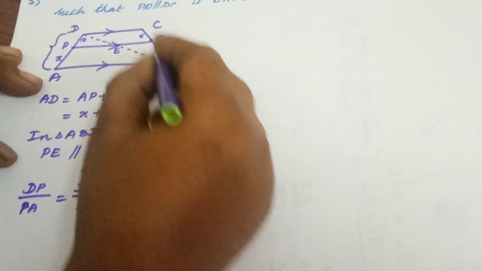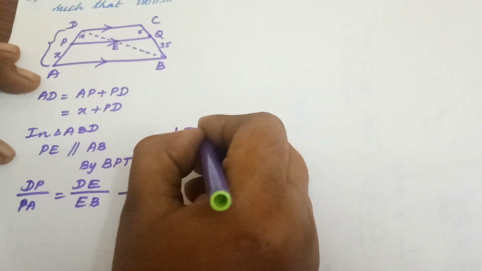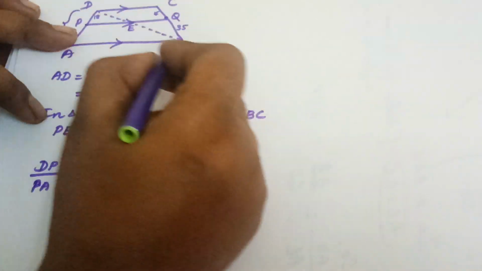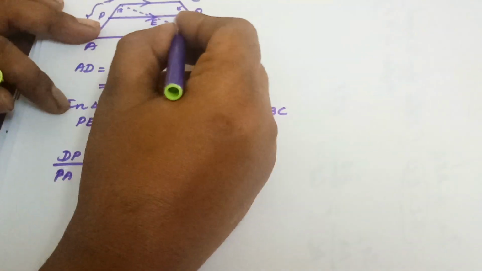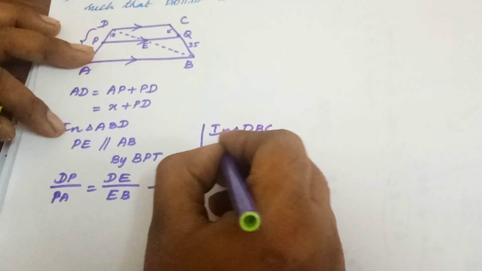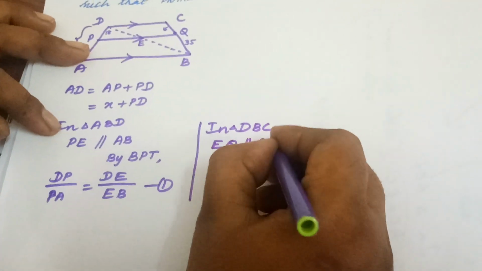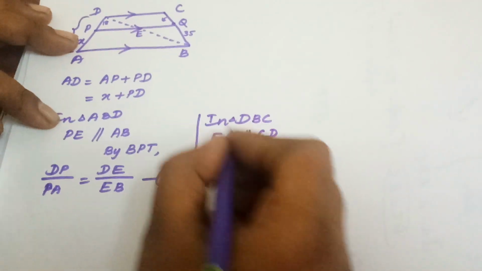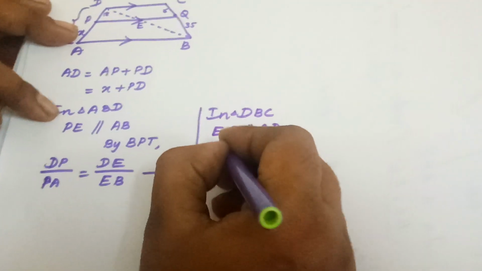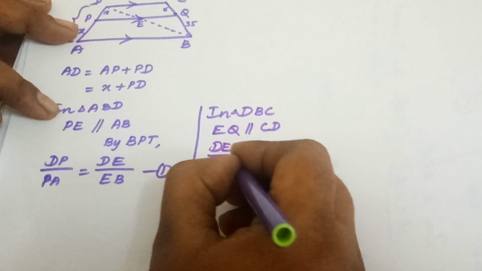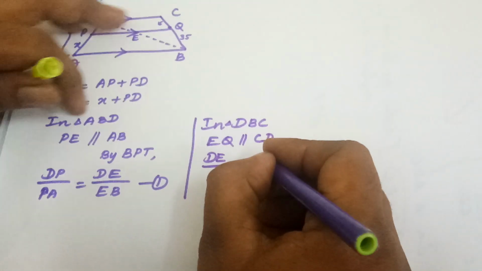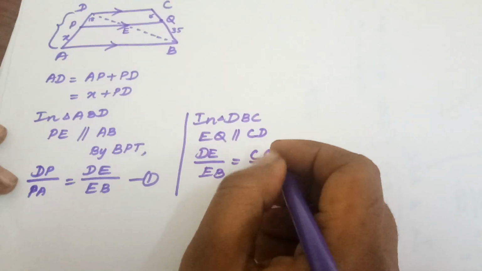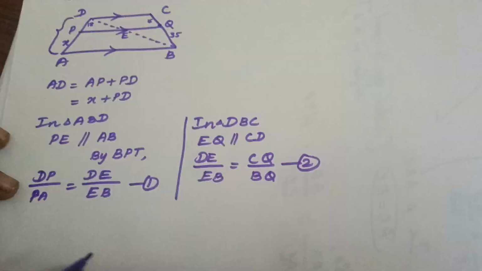We have another triangle, triangle DBC. DBC is a triangle where EQ is parallel to CD. EQ is parallel to CD. So here also we have the same BPT, which goes as DE by EB is equal to CQ by BQ. Let us name this as 2.